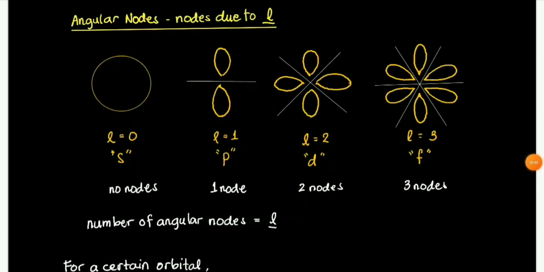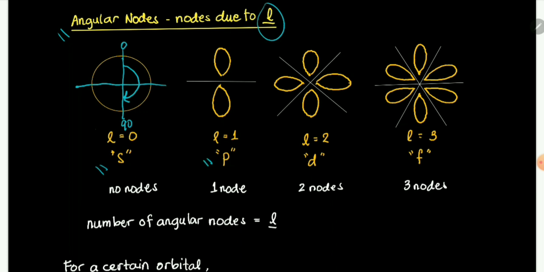Okay? So now let's proceed to the angular nodes naman. So angular nodes are nodes due to the azimuthal quantum number. So these are nodes that are dependent on the angle. So makikita natin dito, okay, for example, sa s orbital, since walang nagbabago sa electron density ng ating wave function as you go from this angle to 90 degrees, for example. So kapag nag-travel tayo from 0 to 90 degrees, hindi nagbabago yung electron density. So wala tayong angular nodes.